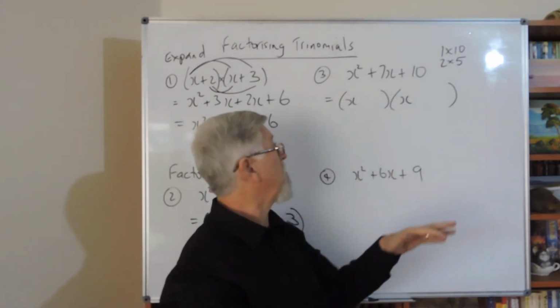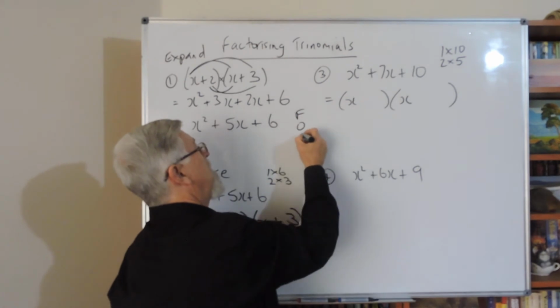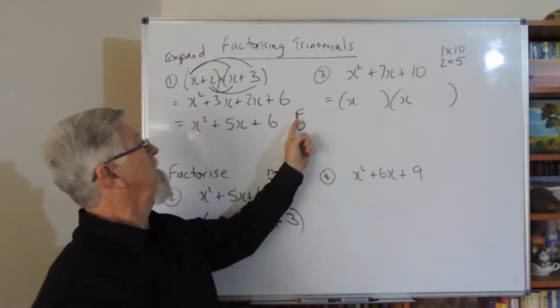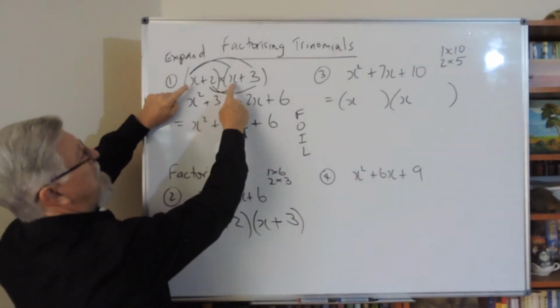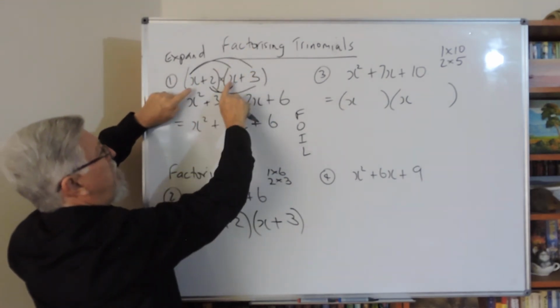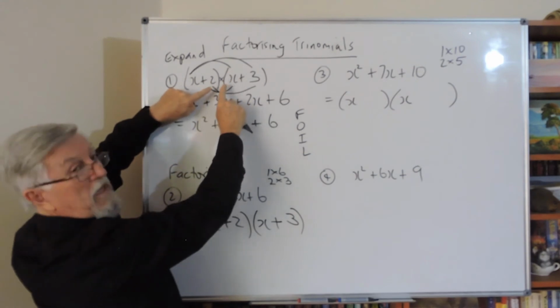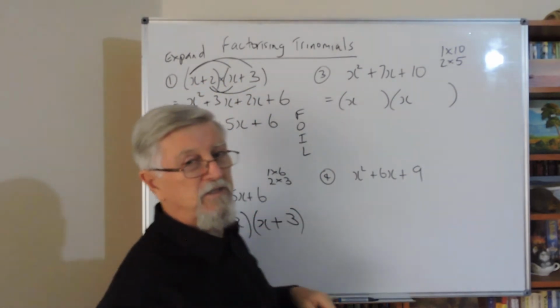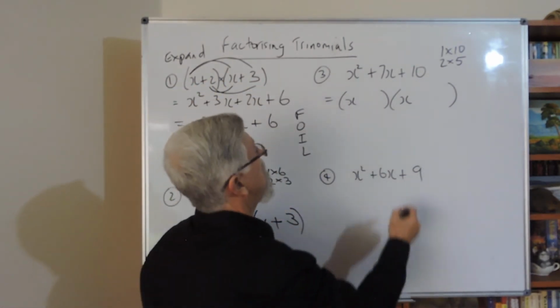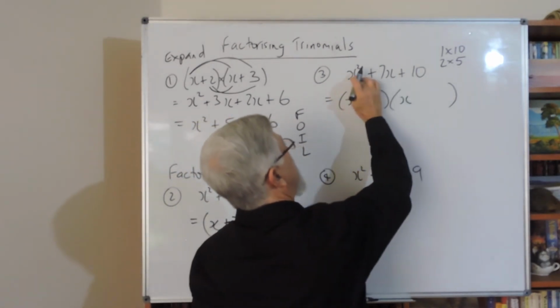with the eyebrow method, by the way, a lot of people use the FOIL method. FOIL stands for first, which means multiply the firsts, then multiply the outsides, multiply the insides, and multiply the lasts. So it depends on what system you're used to. So the x times the x will give an x squared.